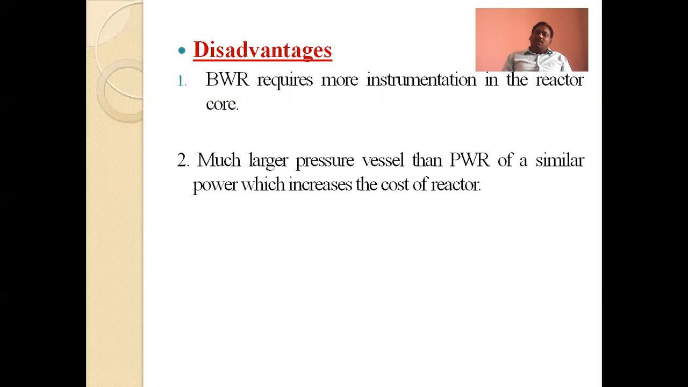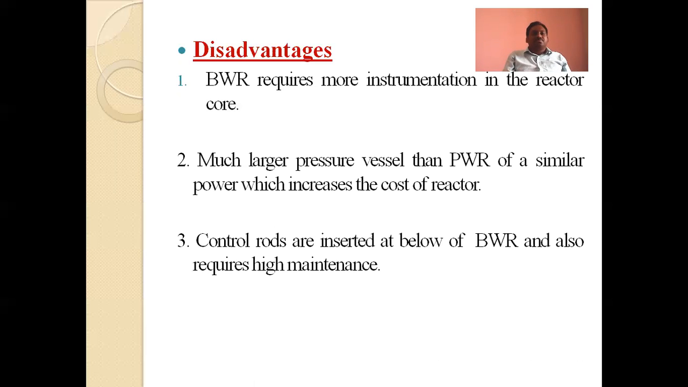Why? Because the steam generator is also installed within the reactor. That means the reactor components are increased for withstanding pressure, not operating pressure. So next, here control rods are placed below the boiling water reactor. That's why the control rods require high maintenance. We always check the behavior of control rods and their position. Otherwise, it is the biggest problem for controlling the chain reaction.